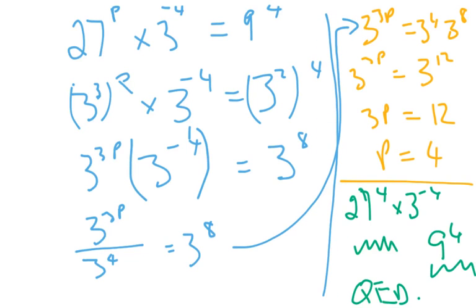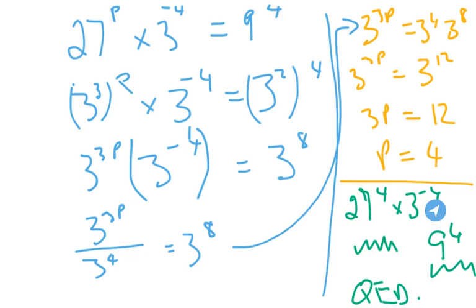So now I've got 3 to the power of 3p is equal to 3 to the power of 8 multiplied by 3 to the power of 4. So 3 to the power of 3p is equal to 3 to the power of 12, because I add these. And that means that 3p is equal to 12, because the indices are equal to each other when the bases are equal. So 3p is equal to 12 and p is equal to 4.